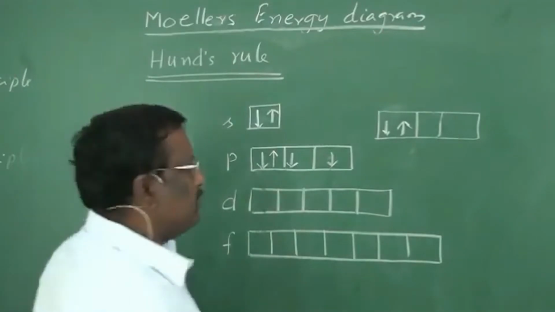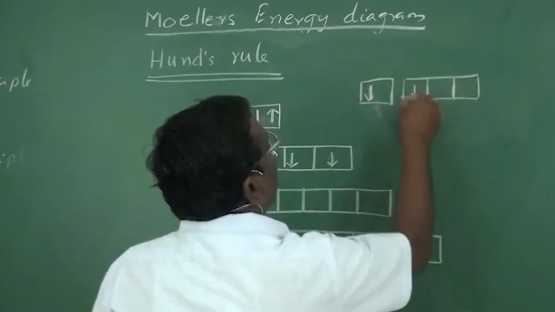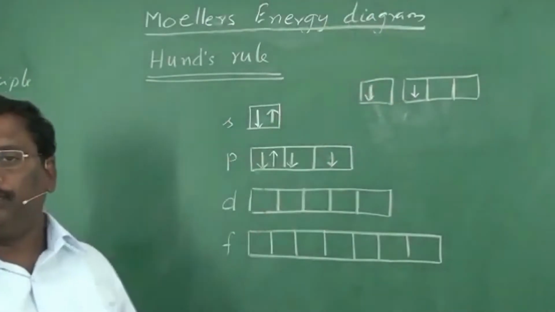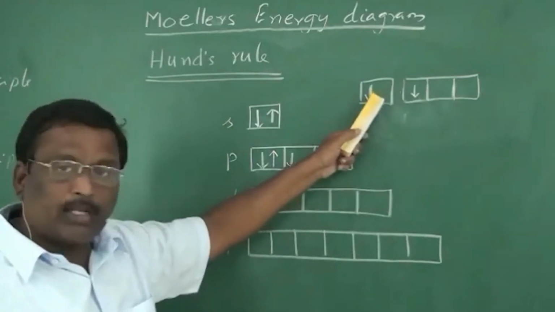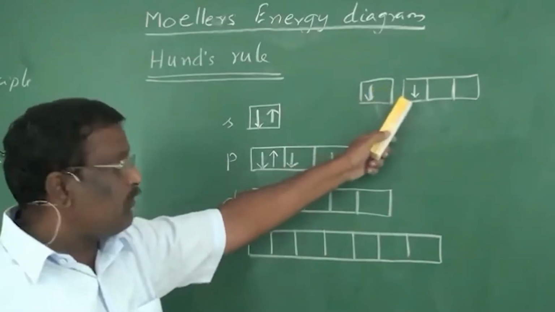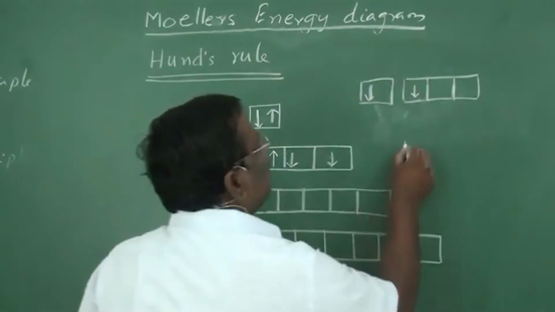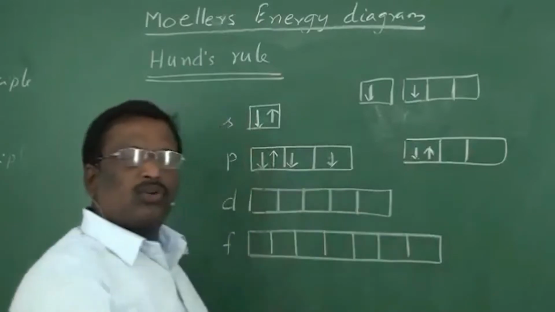Suppose in some other atom, the electron configuration is represented like this. This is against the Aufbau principle, because the electron will enter this orbital only when the previous orbital is completely filled. So this configuration is against the Aufbau principle, and the previous configuration is against Hund's rule.